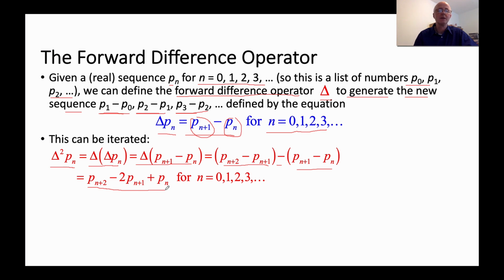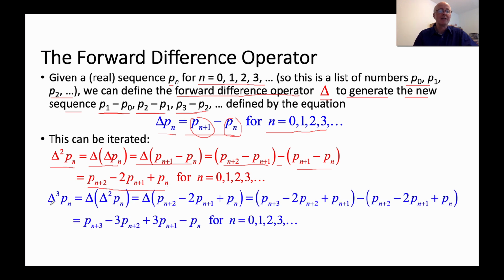It's a new sequence. You can do it again, get a third difference, delta cubed Pn, which really means delta of delta squared Pn, and if you follow your nose through the algebra, it simplifies to this. Once again for n starting at 0, then 1, then 2, then 3, etc.